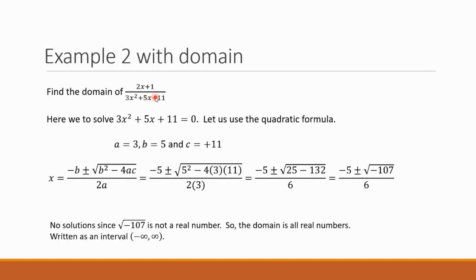Okay, here's another example. Here, we want to find the domain of that rational expression. How do we do that? Well, again, we set the denominator equal to 0, and we solve the equation. Now here, we have a quadratic, a polynomial of degree 2. The leading coefficient's not 1. Personally, what I would do is just dive right into the quadratic formula. You can see we have A is 3, B is 5, C is 11.